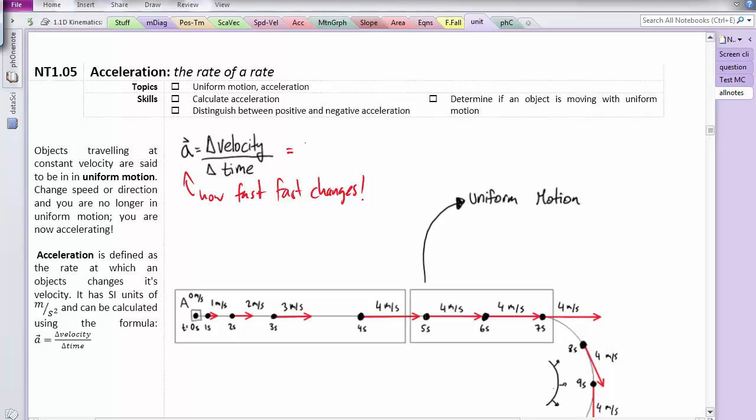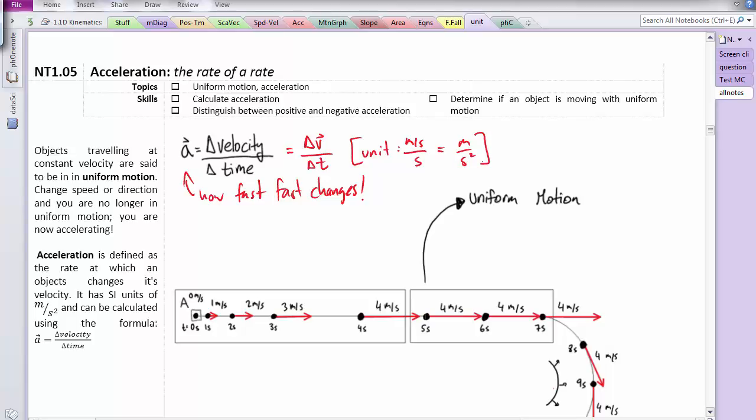So in terms of symbols, we have delta v vector over delta t. The SI unit for acceleration is meters per second per second. And if you clean this up, it would be meters per second squared. Okay, that's the SI unit for acceleration.